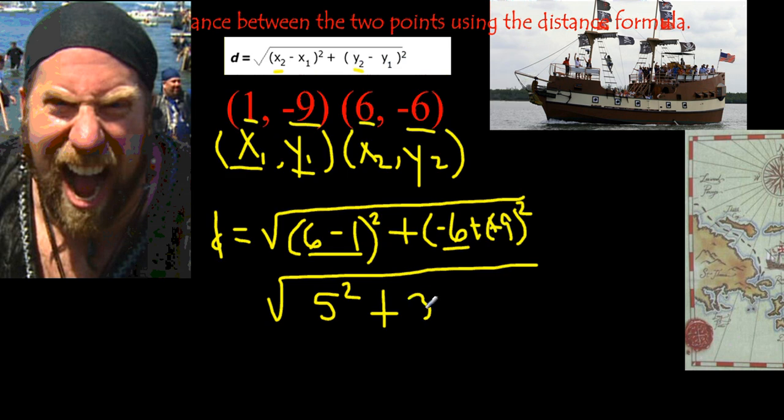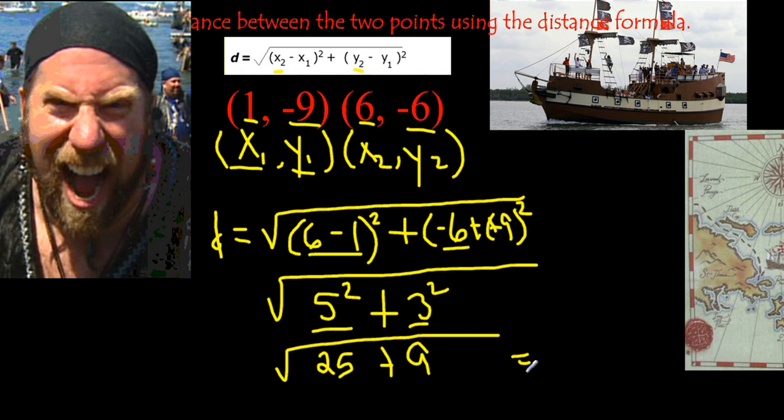We get 3 squared. Now we take the square root of 5 squared, and we're going to get 5 times 5 gives me? 25. 25. Plus 3 squared. 3 times 3 is? 9. 9. And now we go ahead and add, what's 25 plus 9? 34, I think. 34.